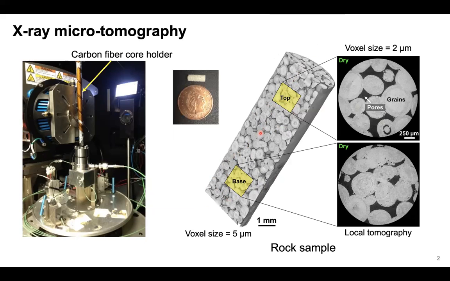We can also do local tomography. That means we can zoom in and get higher resolution images to resolve the tiny pore spaces. Here, black is the air because it's a dry sample, and this is the rock grains, which is in gray.